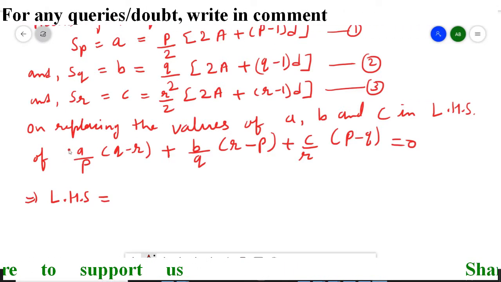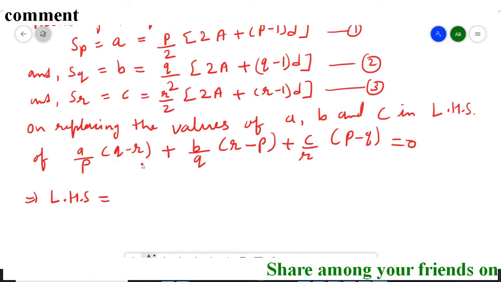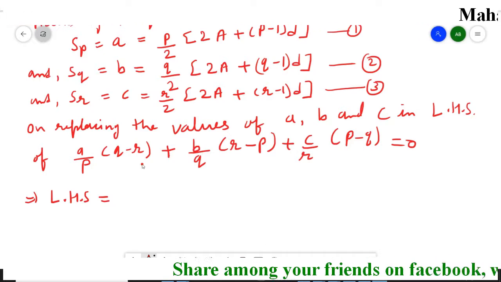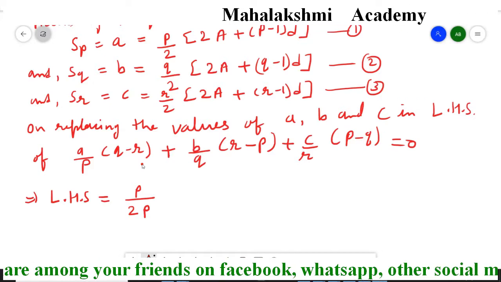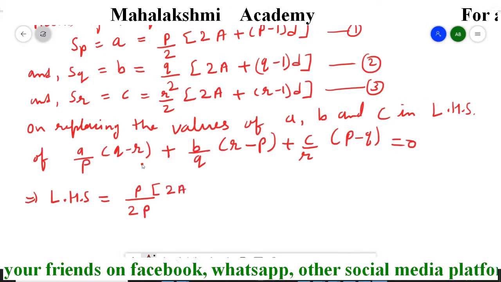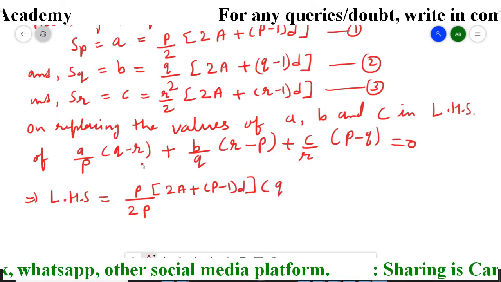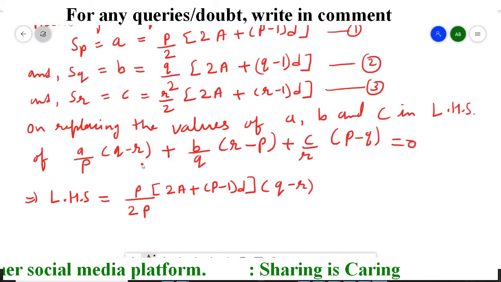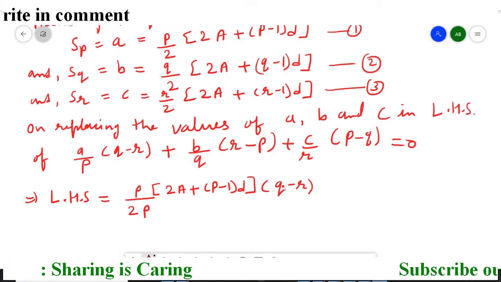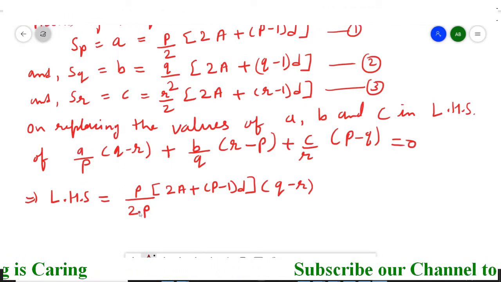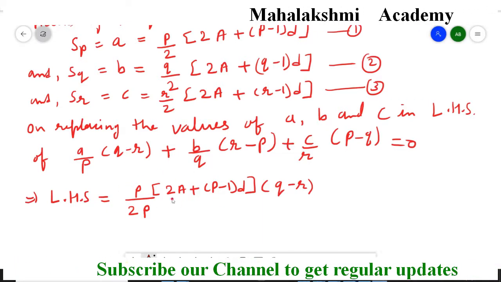P upon 2. So it's going to be P upon 2 multiplied by P and then big bracket, and this small bracket will also come. So it will change like this. Carefully observe: P upon 2P and then big bracket 2A plus P minus 1 D and then small bracket Q minus R. So like this I replace the values. What I had done is, this P and small bracket stay as they are, and instead of this A we replaced its value. This is the value of A. So I hope it's clear to you.